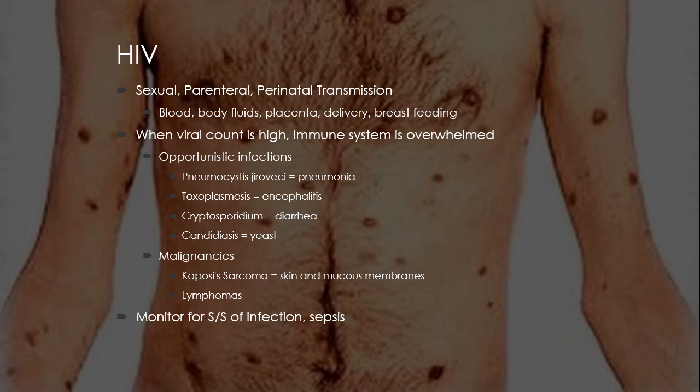Common HIV-related malignancies are Kaposi's sarcoma, which is seen here. These are skin and mucous membrane lesions that are kind of brown. And then lymphomas, both Hodgkin's and non-Hodgkin's lymphomas. And they're much higher risk for cancer related to HPV, so specifically cervical and anal cancers.